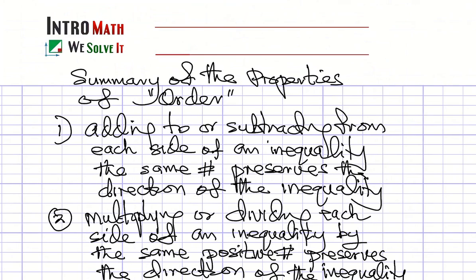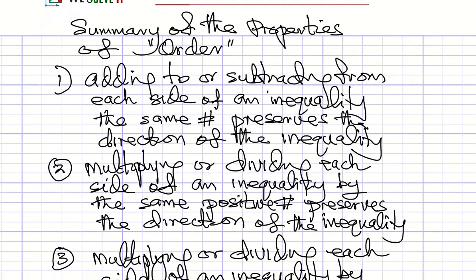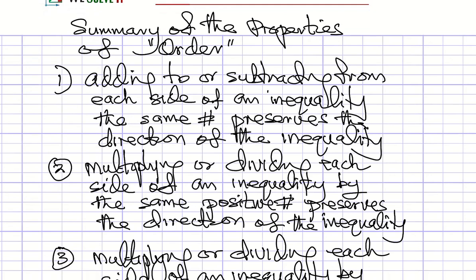Okay, folks. We're going to solve a bunch of problems in a minute, but I want to summarize what we just did above. You can read this, make sure you understand it. Adding to or subtracting the same number from each side of an inequality preserves the direction of the inequality. It changes nothing when you add or subtract the same number.